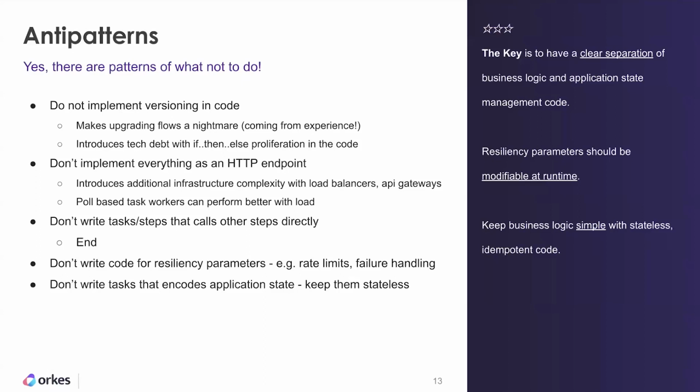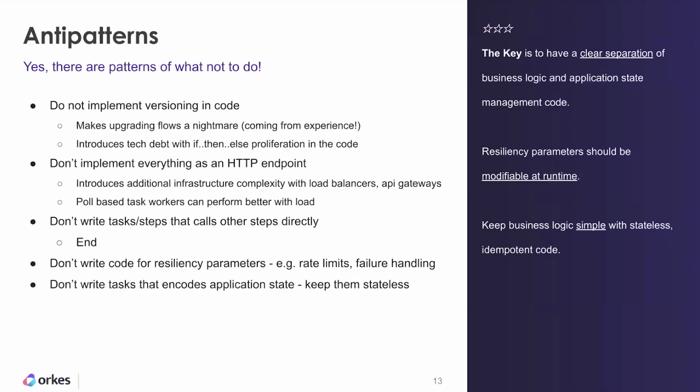The other anti-pattern is to have tasks call one another directly. And the moment you do that, you are essentially encoding your entire application logic inside your tasks, making them stateful in nature, much harder to change, much harder to reuse, and things like that.